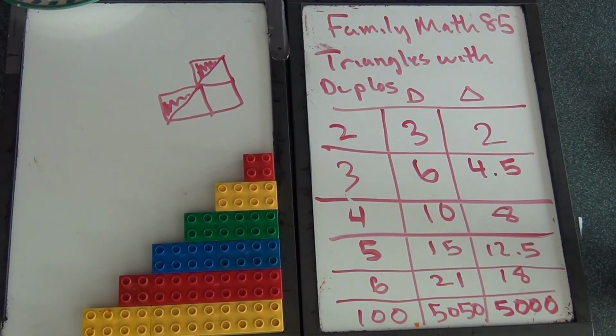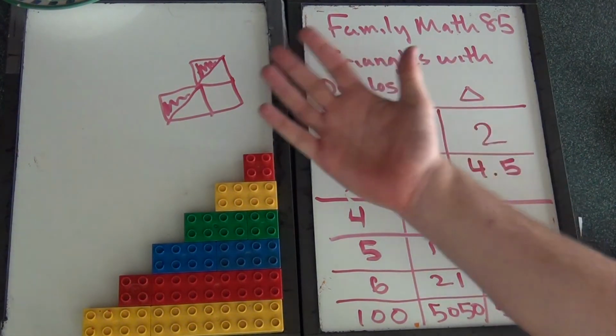Is that neat? Yeah. Okay, so tomorrow for Family Math 86, we're going to do 3 dimensions. We're going to make a pyramid. We're going to try to find the volume of pyramids and see if we can guess what number we divide by. Okay? All right, high five, guys.